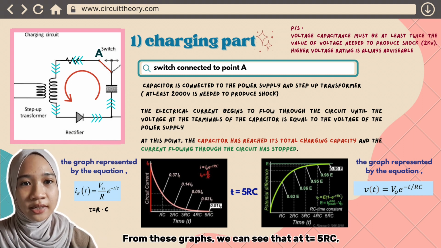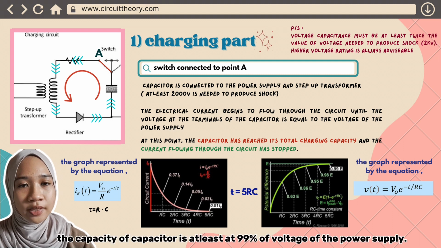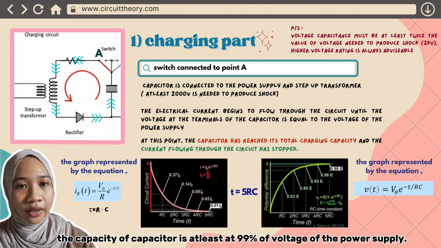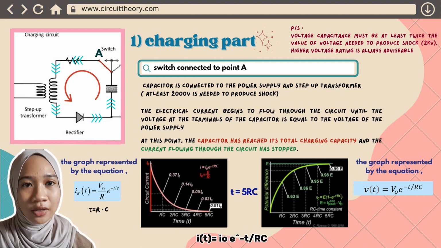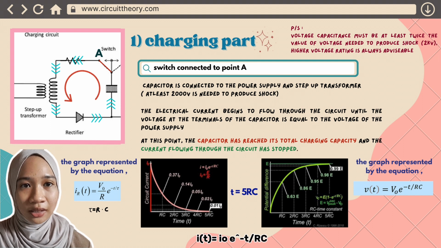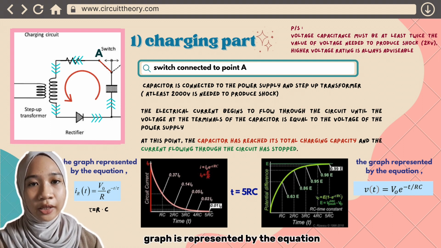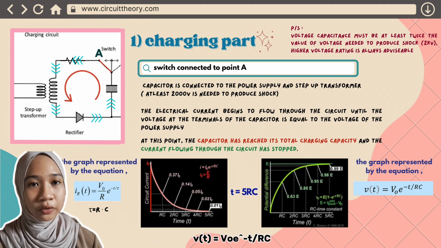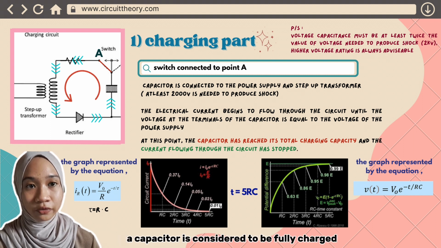From this graph, you can see that when T equals to 5 RC, the current flowing almost 0 and the capacity of capacitor is at least at 99% of voltage of the power supply. Current against time graph is represented by the equation I equals to I naught exponent to the power of negative T over RC. Meanwhile, the potential difference against time graph is represented by the equation V equals to V naught exponent to the power of negative T over RC. This proved our point earlier that after 5 time constants, a capacity is considered to be fully charged.